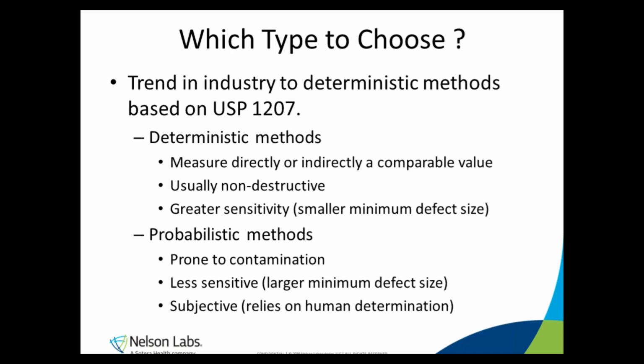In contrast, probabilistic methods are subjective. You're relying on a human to make a judgment call versus a machine to measure a value. Probabilistic methods are more prone to contamination because the container usually needs to be opened in some way during the test. This is what makes those tests destructive. Finally, as we discussed earlier, the minimum defect size is usually larger for probabilistic methods. So the choice is pretty clear. Use a deterministic method wherever possible.